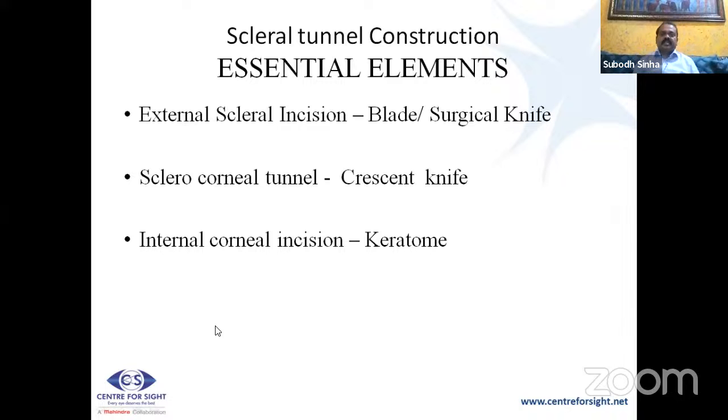So the essential elements of a sclerocorneal tunnel are your external scleral incision, which you make with the help of a blade or surgical knife. BP blade number 15, number 11, you can use any of these three. The sclerocorneal tunnel you dissect with the help of a crescent knife, and the internal corneal incision is made with a keratome.